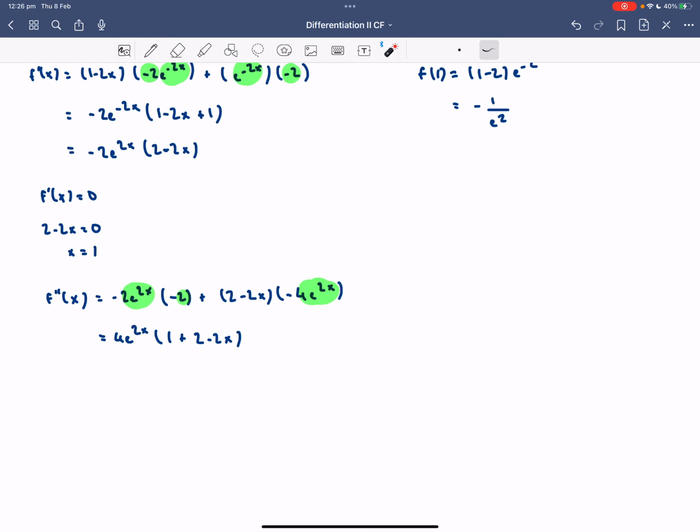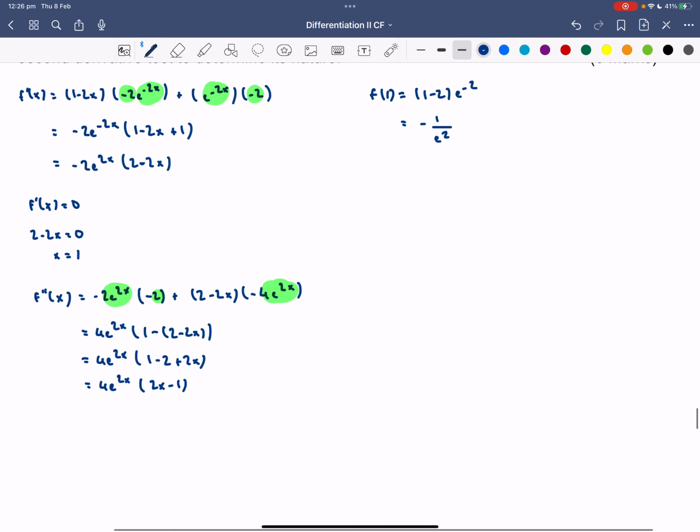Actually, no. We're left with a minus here. Again, be very, very careful not to make careless mistakes. We're left with a minus here. So it's not 1 plus this, it's 1 take 2 take 2x. All right, that's 4e to the 2x and 2x take 1.